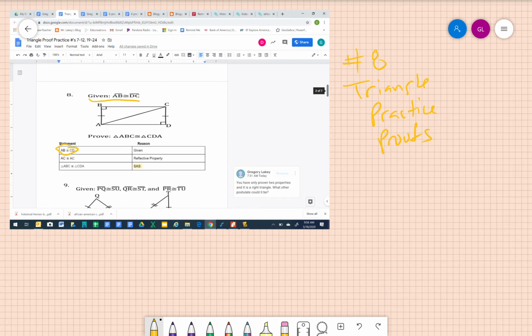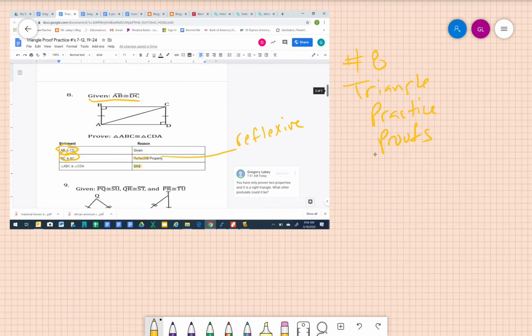And then we have, and this is from someone that already completed the problem, I'm just going ahead and looking at what they did and why it was incorrect. Then we have that segment AC is congruent to segment AC, and that's the reflexive property. It's not reflective. It's reflexive. Reflexive property. But that's pretty much still correct. We got that. And then the last one saying that triangle ABC is congruent to triangle CDA by side angle side. Now this is not going to work.